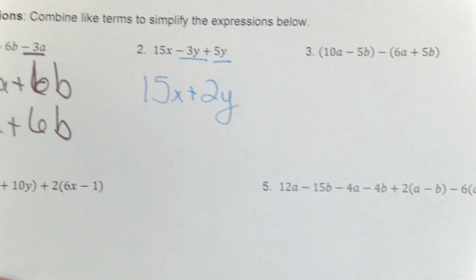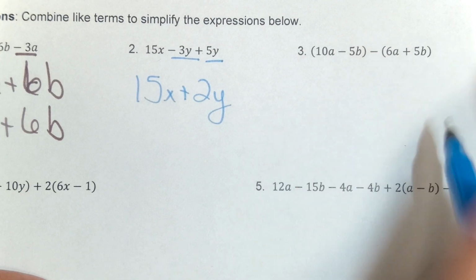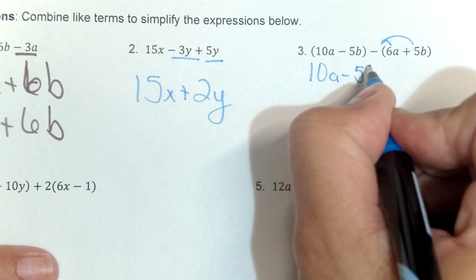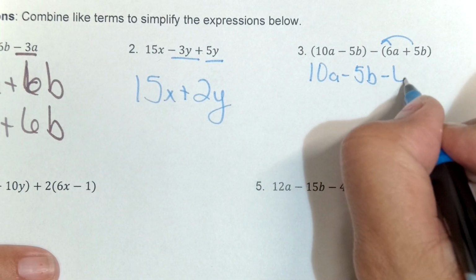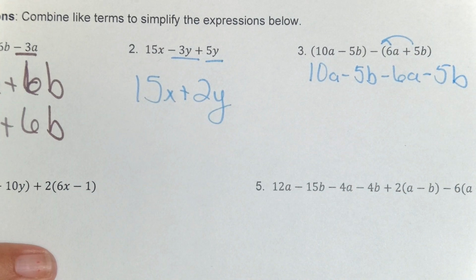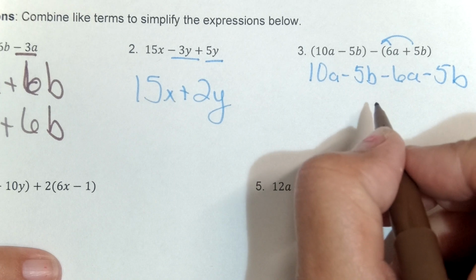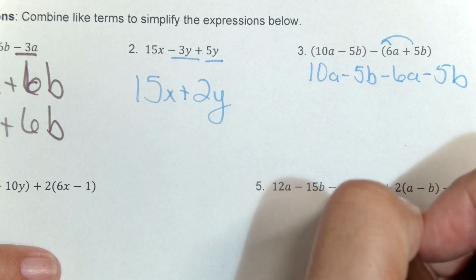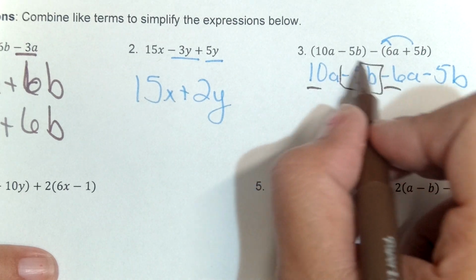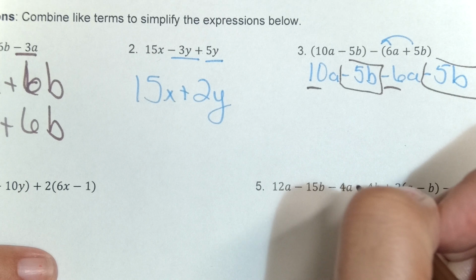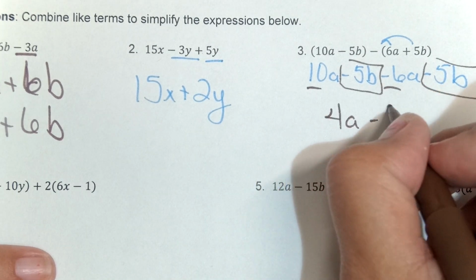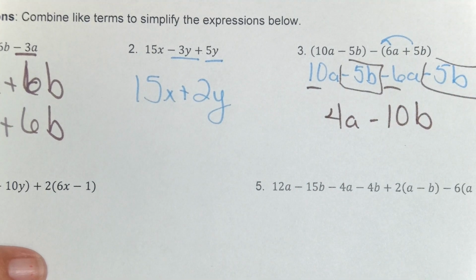Okay, next one. You distribute the negative. Very good. So it gives me 10a minus 5b. Negative 6a, negative 5b. Very good. Which ones are we adding? 4a, negative 10b. Very good. Are there any questions on that one?